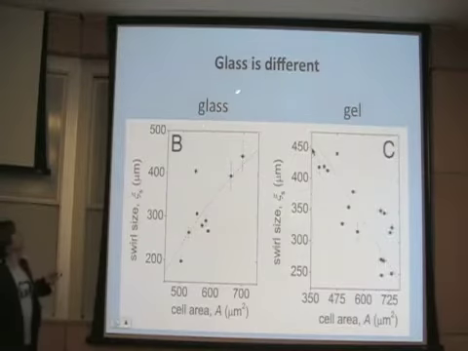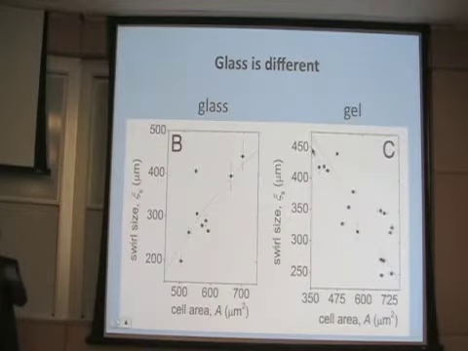Secondly, if you do the same experiment on glass, there are no deformations in the glass, but you can still get a swirl pattern on glass. And what we find is that the swirl size actually decreases with density on glass, where it increases with density on polyacrylamide. So the deformability of the substrate is critical to this kind of behavior.